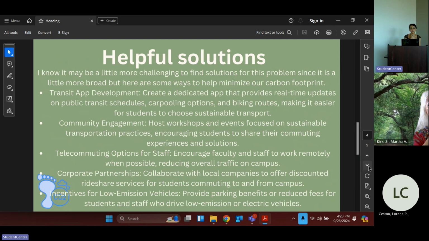And corporate partnerships, we can collaborate with local companies to offer discounted rideshare services for students commuting to and from campus. And last but not least is incentives for low emission vehicles. We can provide parking benefits or reduce fees for students and staff who drive low emission or electric vehicles, because I know the fee for parking, it renews, I think, I don't know how many semesters, but it's expensive. For the parking garage over there, it's expensive, and it goes to our student fee. And I feel like it should be free because we already pay our tuition, but I'll go to the next slide.